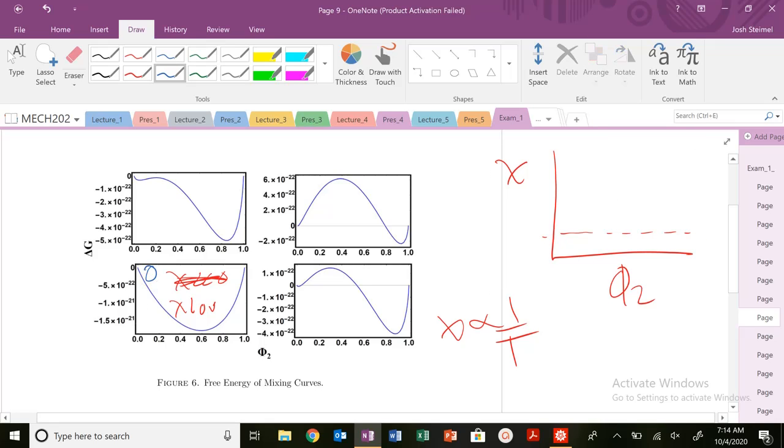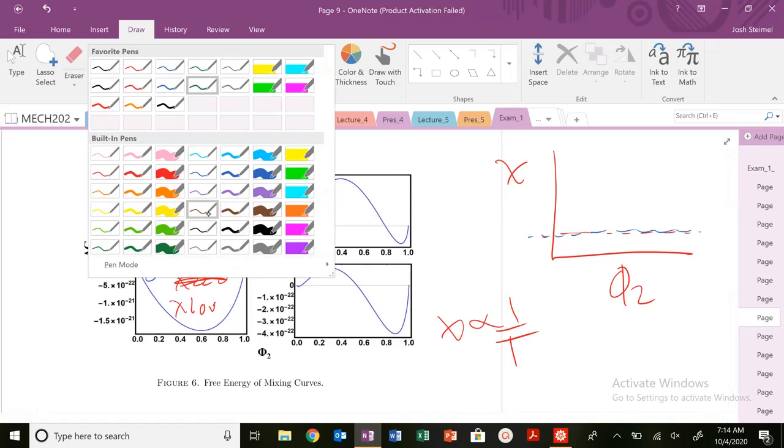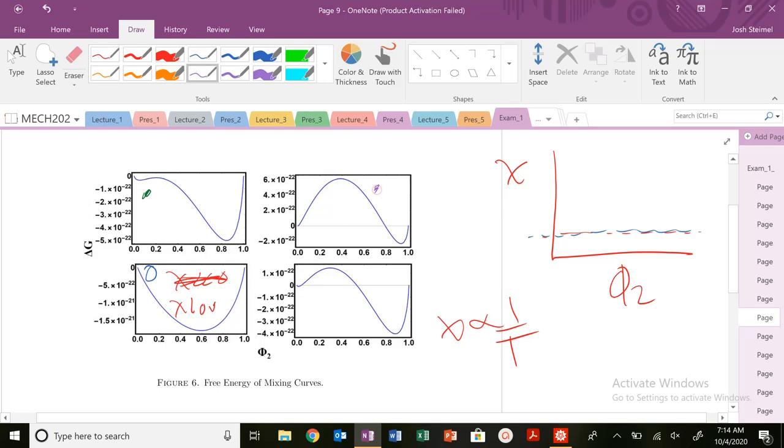This is my color for this one. And then this is my color for this one. I'm going to have this as my color here. So that's my chi there. So let's look at what else is happening here.